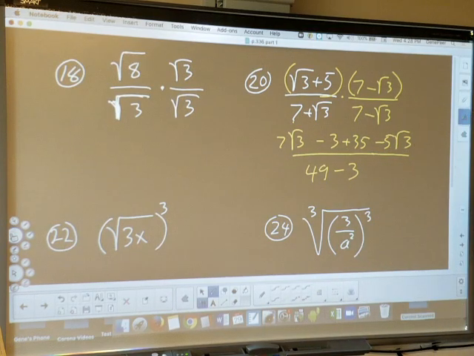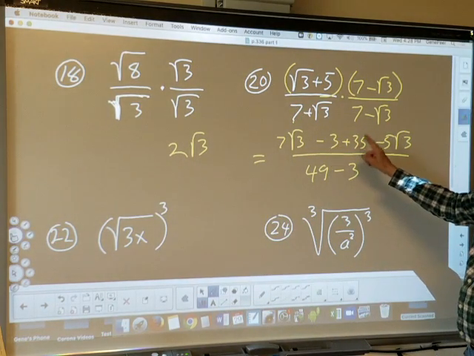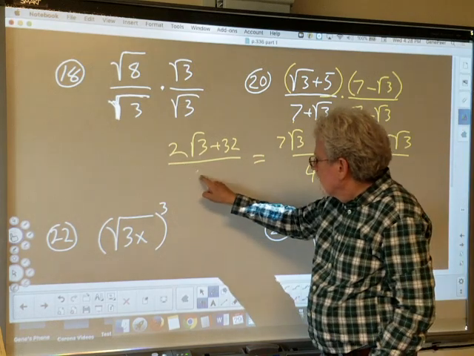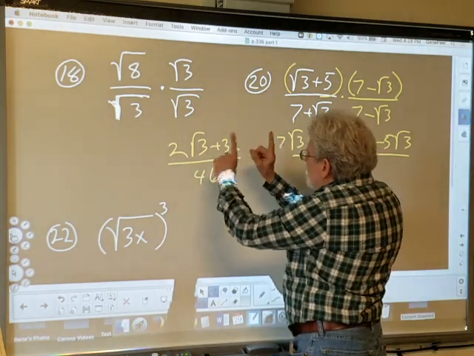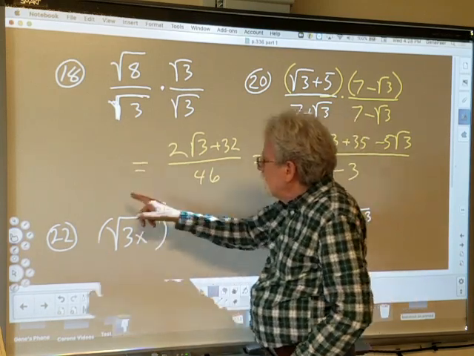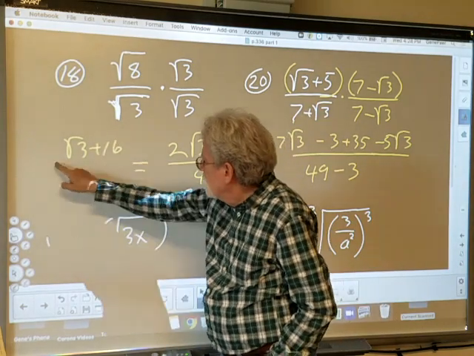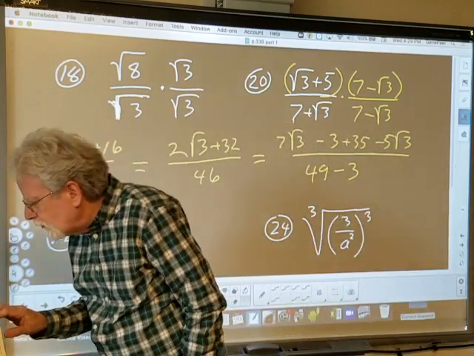Now we can simplify this. What do I see? 7 square root of 3 minus 5 square root of 3 is going to be 2 square root of 3. And then negative 3 plus 35, or in other words, 35 minus 3 will be 32, over 49 minus 3 is 46. If you gave me that answer on the test, would I give you full credit or not? I don't know, I find it a little bit debatable because we can divide the numerator and the denominator both by 2. So to truly simplify, I divide everything by 2: square root of 3 plus 16 over 23. And I'm just curious again, I'm confident the book writers did do that. Yep, they did.